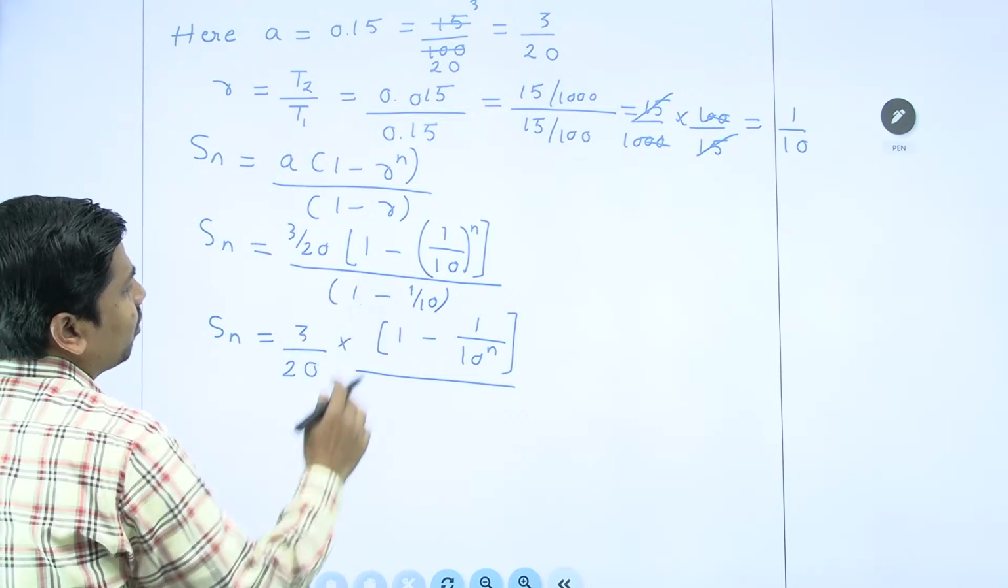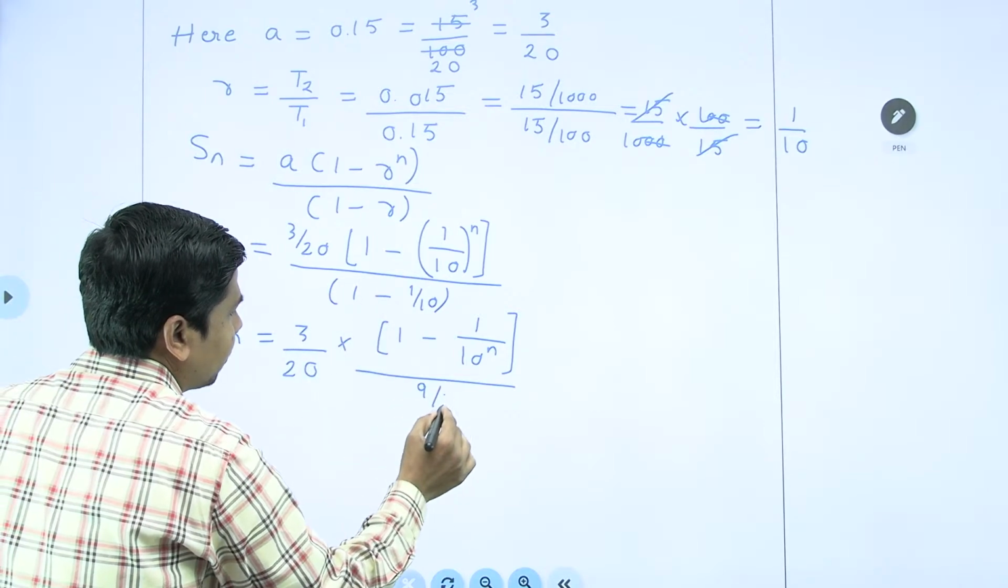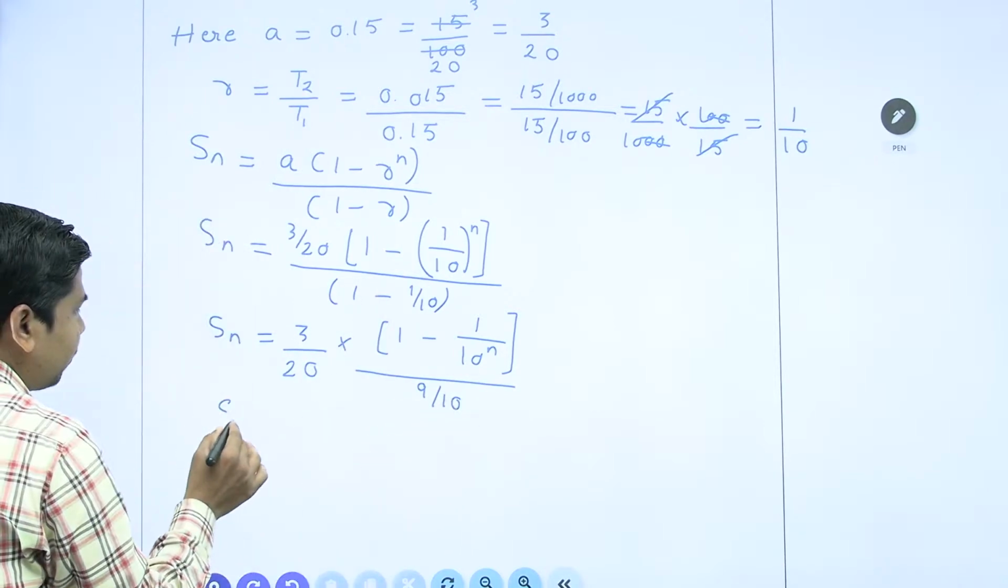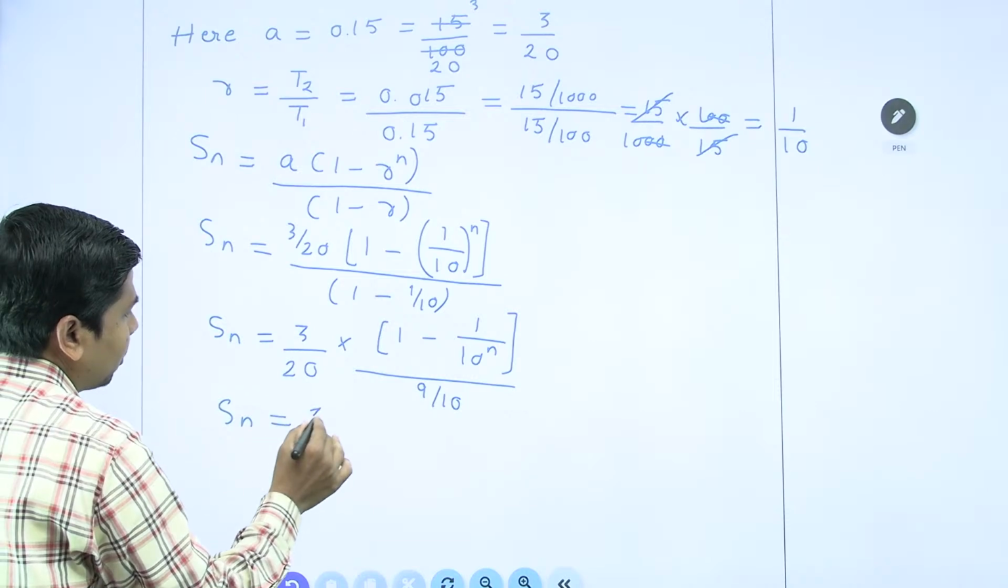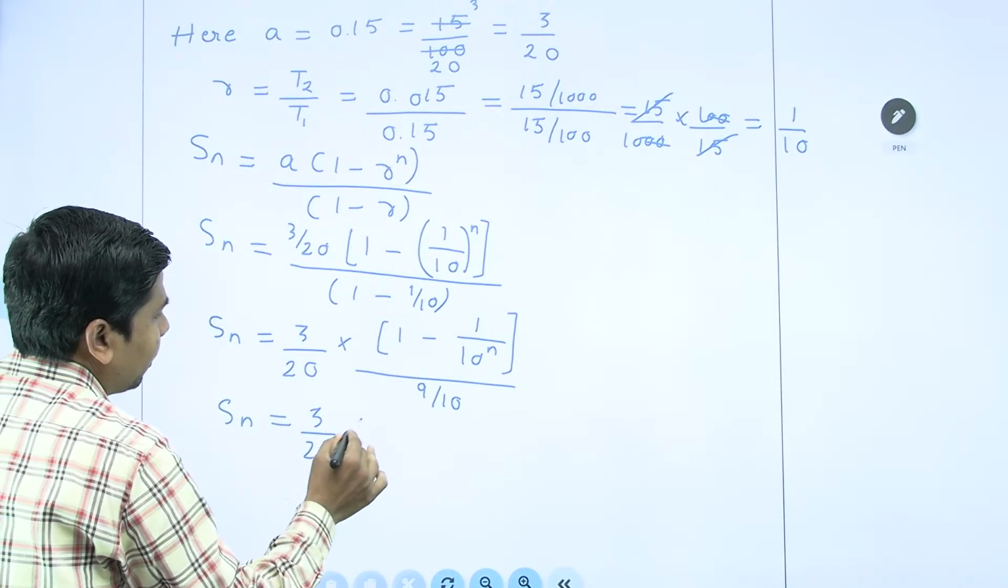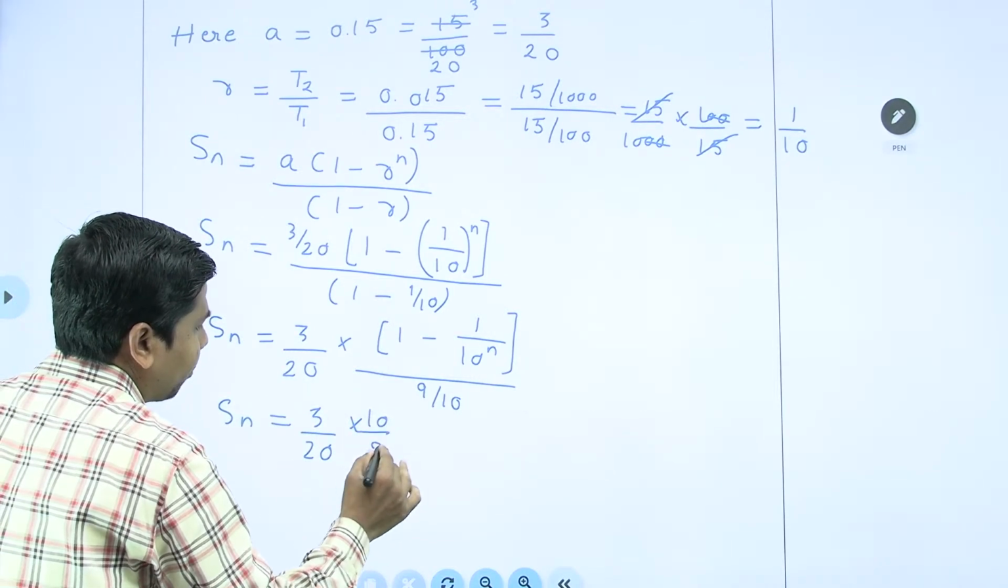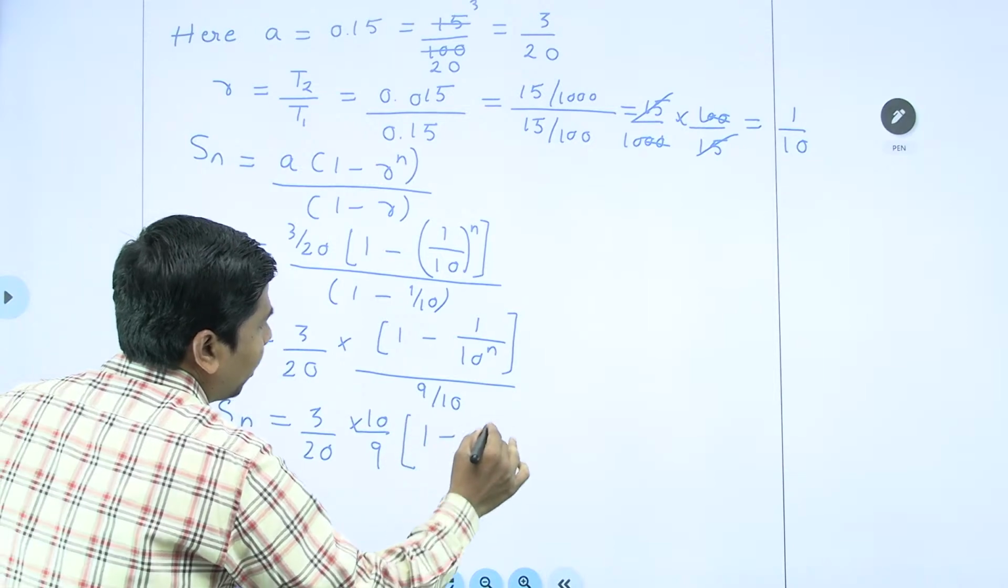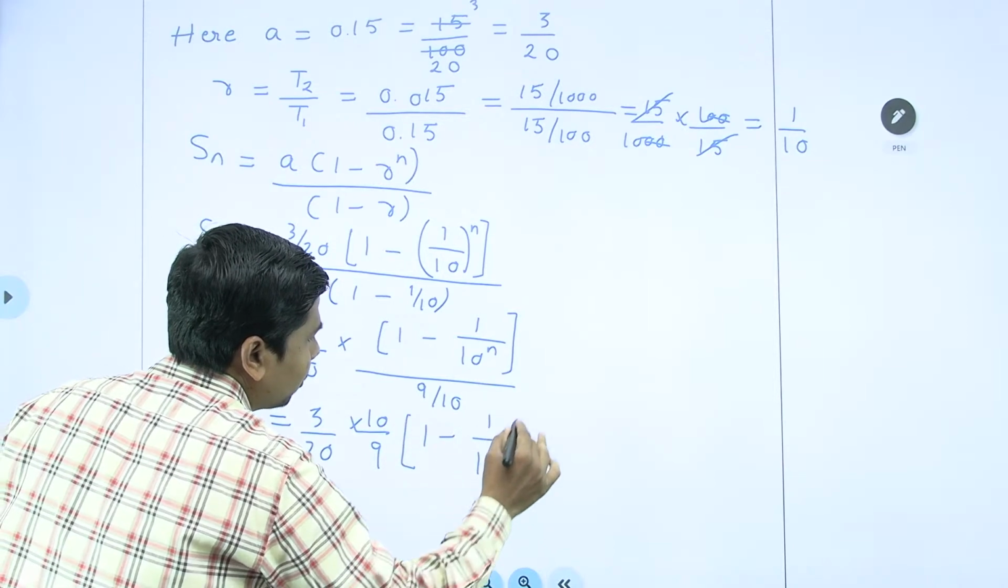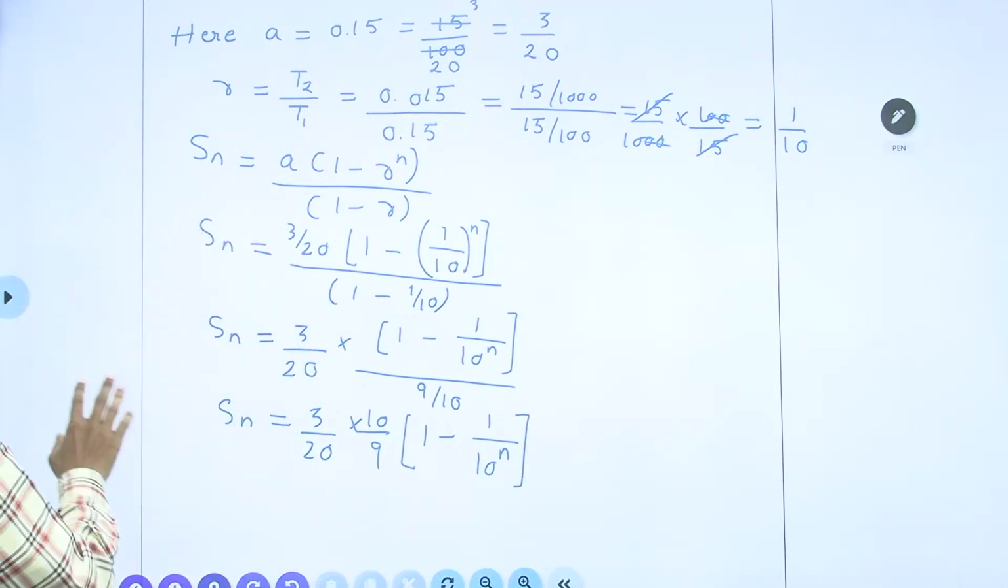10 ones are 10, 10 minus 1 is what? 9 by 10 it is. So this is 3 by 20 into 10 by 9 into 1 minus 1 by 10 raised to n, right?